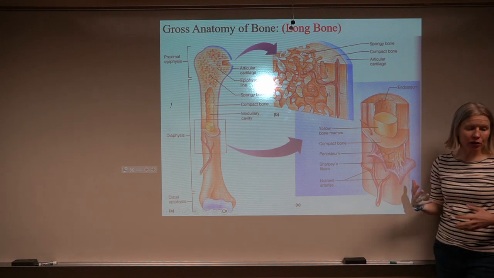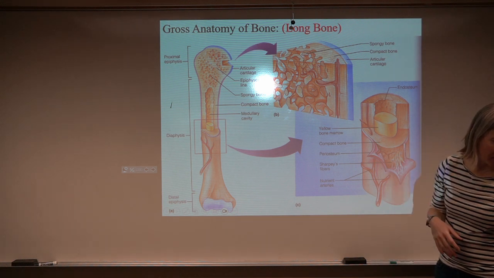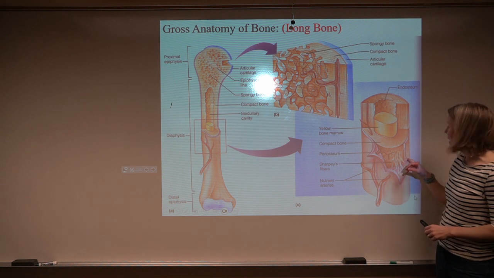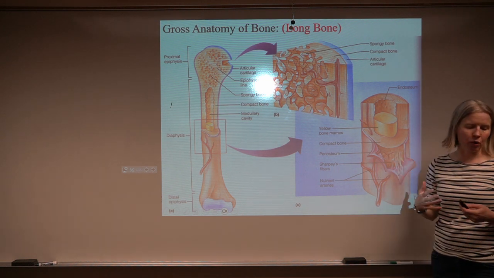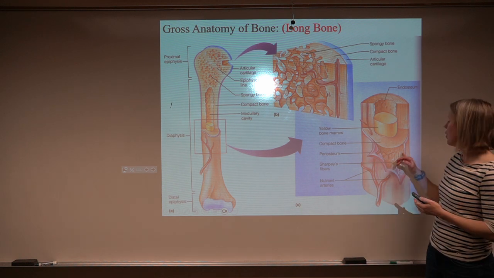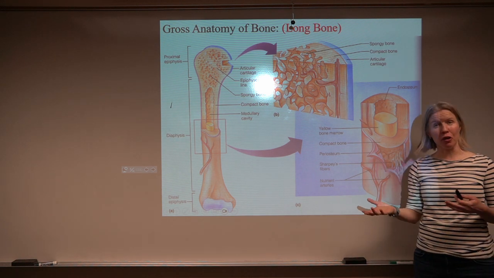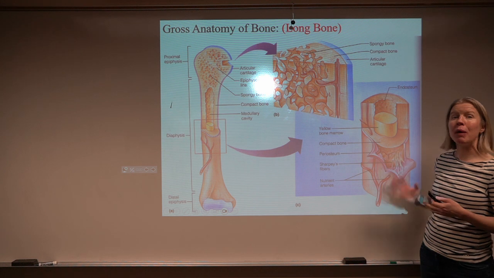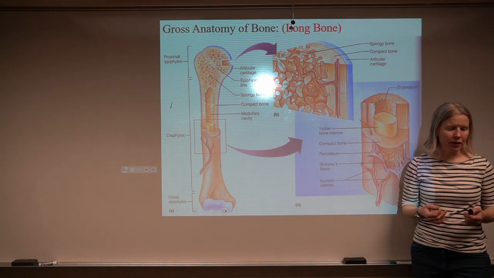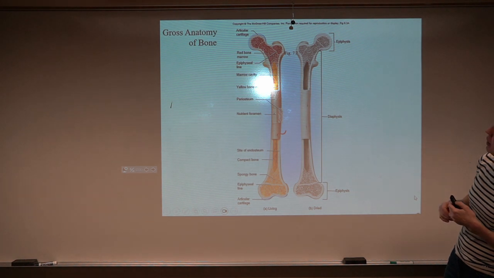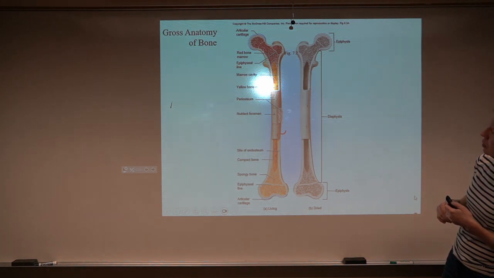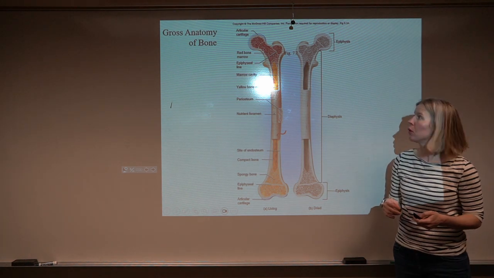Now the outer portion is much more of a connective tissue. The inside of that, the part touching the bone, is a much more cellular layer, and this is where we're going to keep stem cells that will help us actually repair this bone if something happens. I think we got all those.